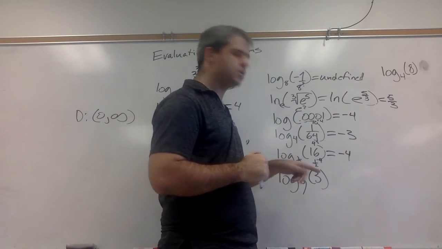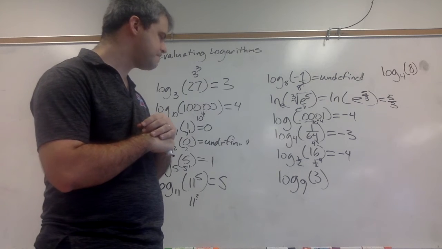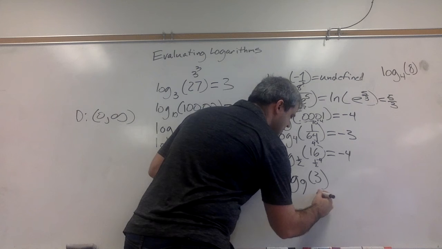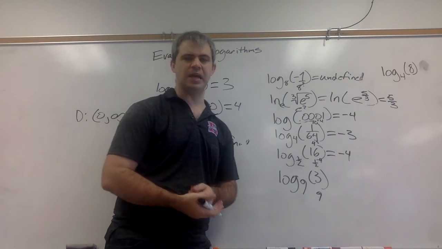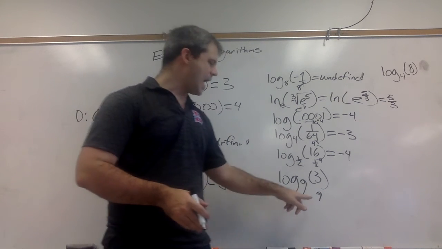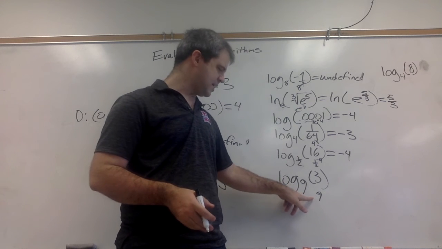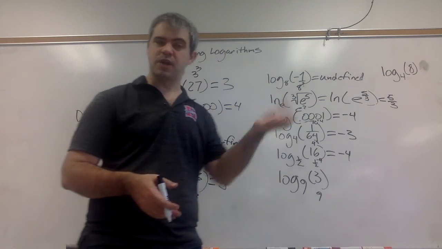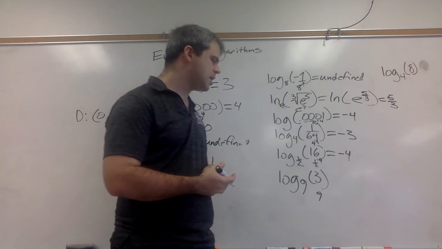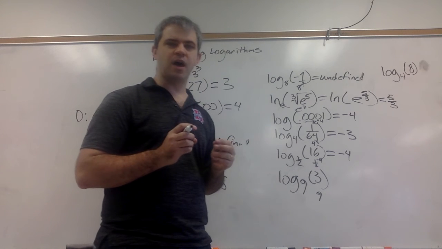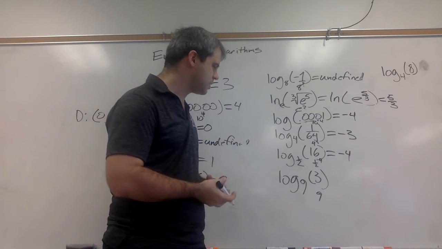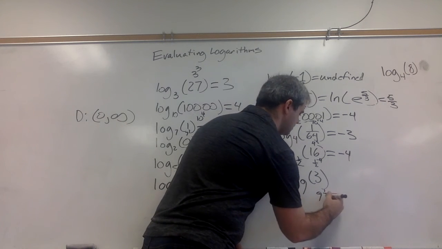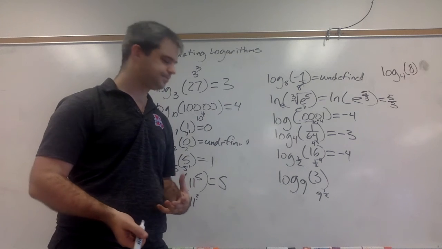Okay, so 9 to what power gives me 3? There's kind of 2 ways to go about this. I want something with a base of 9 to get me 3. I know this can't be a positive integer. It can't be negative because we're not dealing with a reciprocal here. So I've got to be dealing with some sort of fraction, some sort of rational number. This is a square root. So this is going to be 1/2.